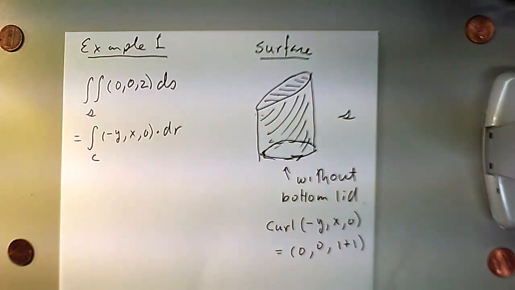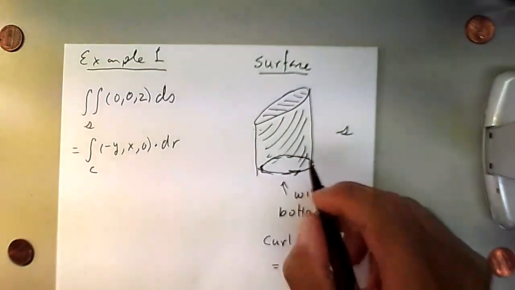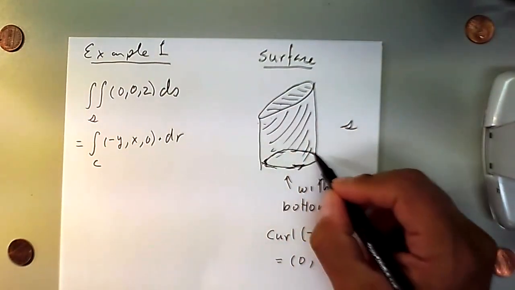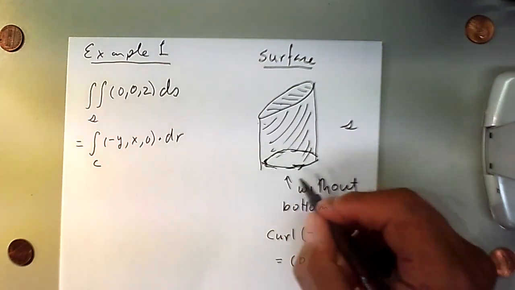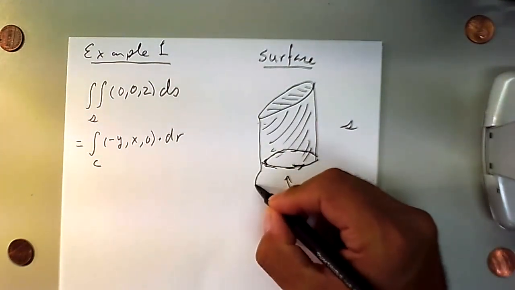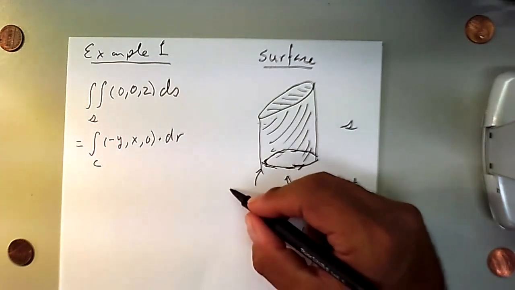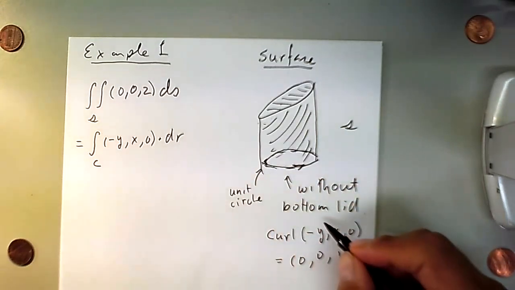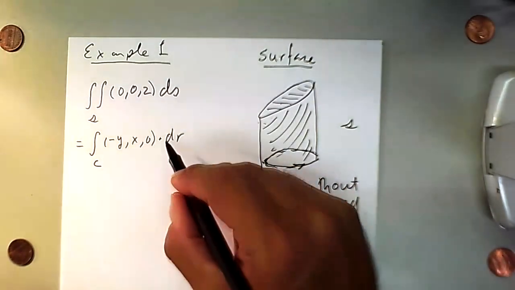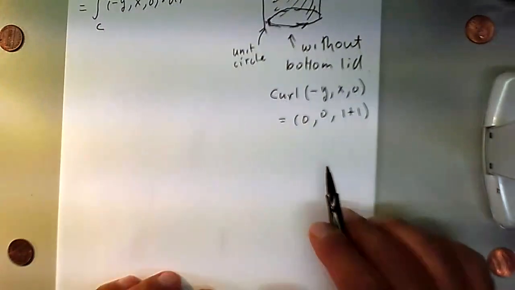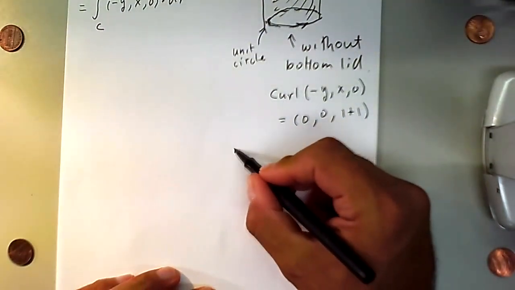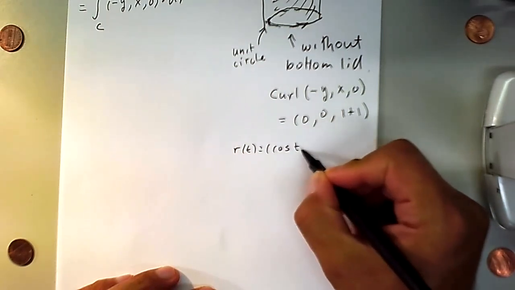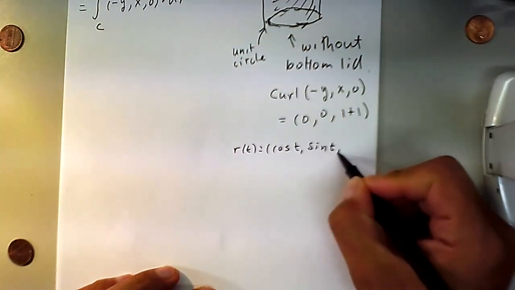Oh, I did not tell you what this is. In fact, on purpose, I'm not going to tell you the top. All I'm going to tell you is that this is the unit circle. All right, so let's write some equations for the unit circle. R of t could be, as we know quite well, cosine t, sine t, and 0.